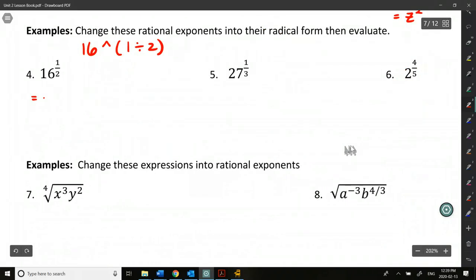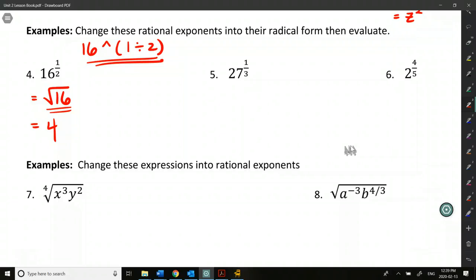We have the square root of 16. We imagine there's a 2 here and an exponent 1 here, but we don't have to write it. And of course we know what the square root of 16 is. What's the square root of 16? 4. So we can calculate it this way, or we can also put it into our calculator as square root of 16.